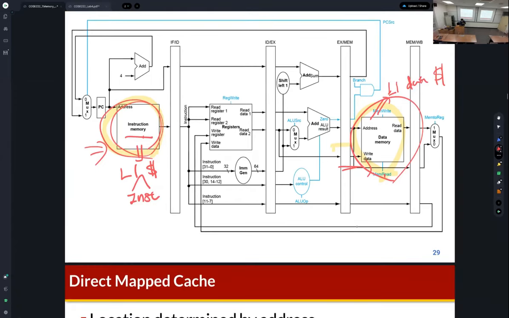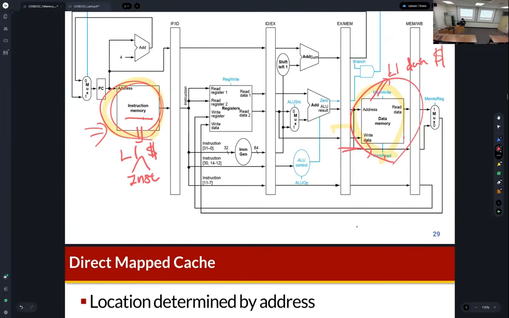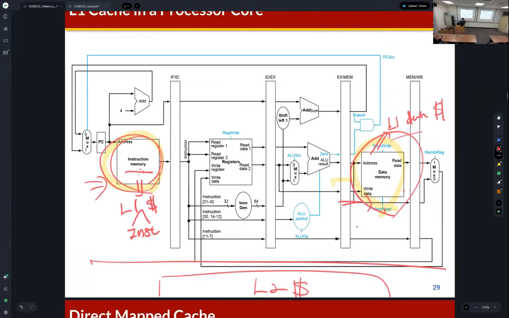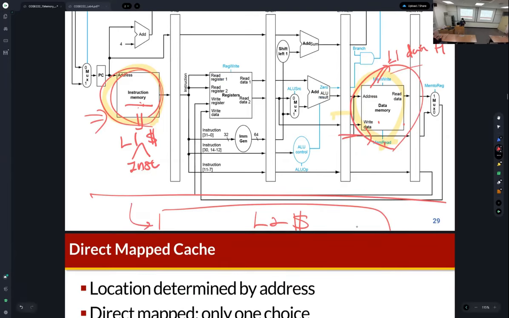And in the memory hierarchy, you can find multi-level caches, like L1, L2, L3 caches. Under the L1 instruction cache and L1 data cache, we can find the L2 cache. But the L2 cache is outside of the pipeline processor. The L1 instruction cache is in the instruction fetch stage, and the L1 data cache is in the memory stage. But if the requested data is not found in the L1 cache, like the L1 instruction cache or L1 data cache, then we need to access the L2 cache.